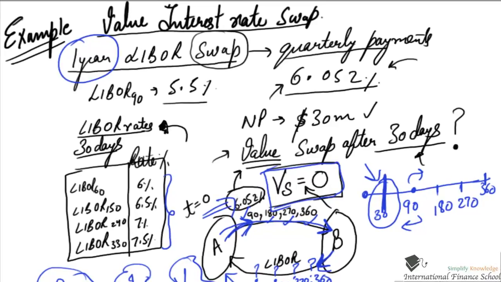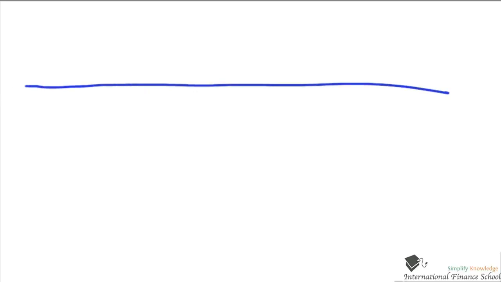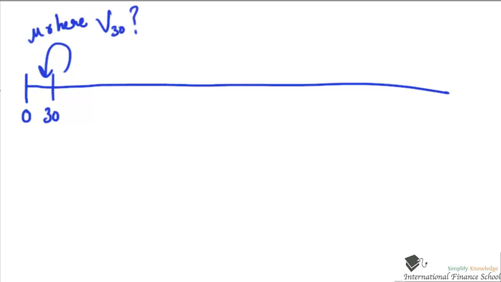With this background in mind, let me draw a timeline and let's see if you can make out of that timeline. This is the timeline, and at time 0 the swap value was 0. We are here at 30. So I'll say you are here sitting at 30 trying to find the value of the swap on 30th day.